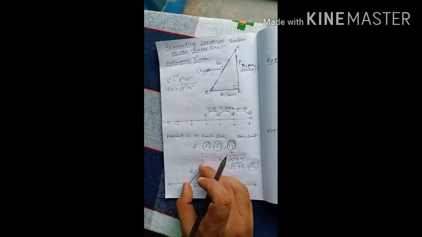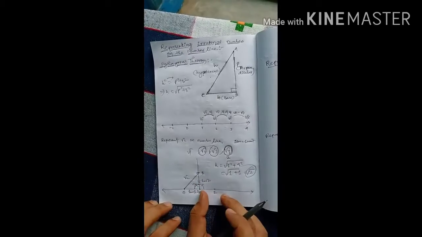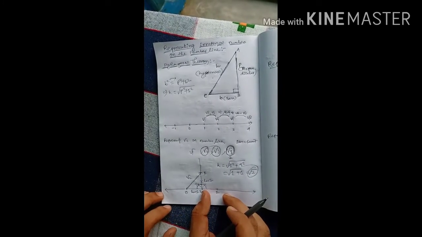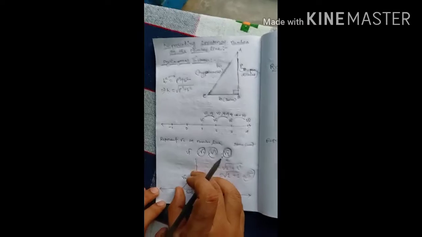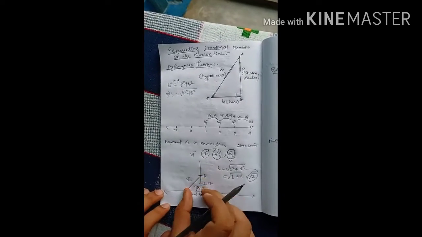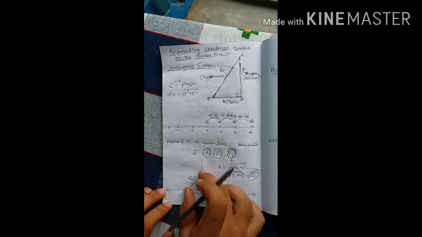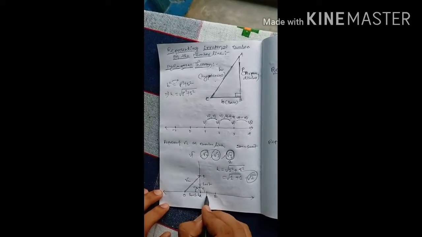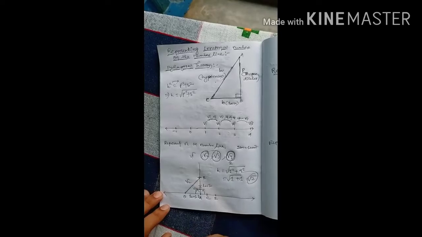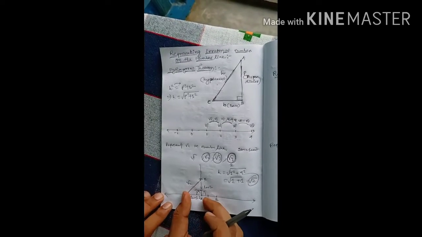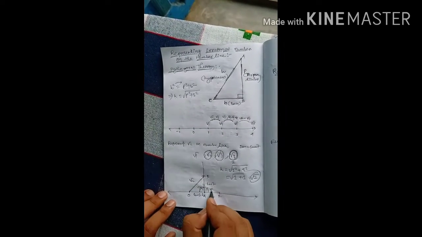And if we want to represent this unit on the number line, what do we have to do? We have to measure OB and intersect it on the number line. If this point intersects at C, then OC also represents root 2 units.